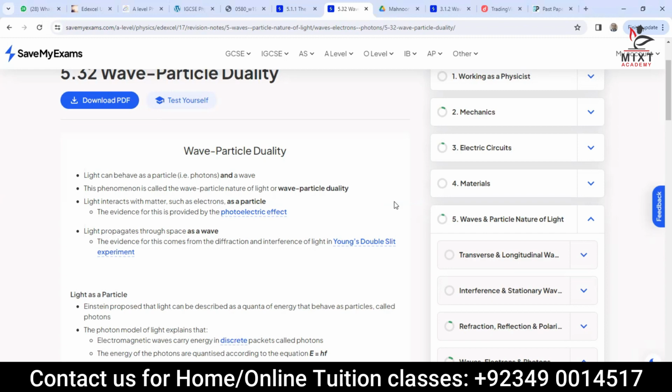Now, wave particle duality. Light can behave as a particle and as a wave. That's what the theory is. This phenomenon is called the wave particle nature of light, or wave particle duality. Duality means two ways: particle as well as wave. Light interacts with matter such as electrons as a particle. The evidence for this is provided by the photoelectric effect, which is our next topic.